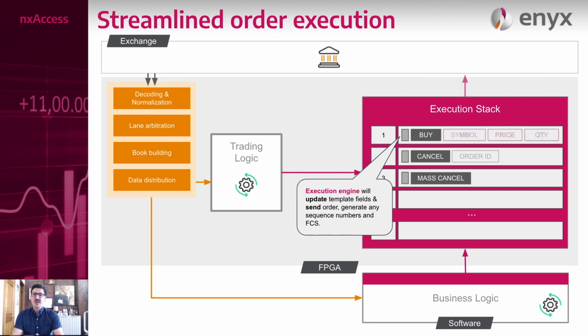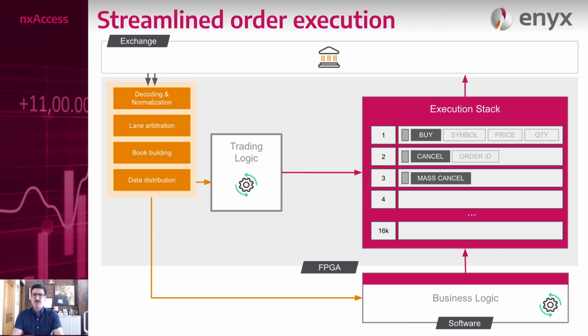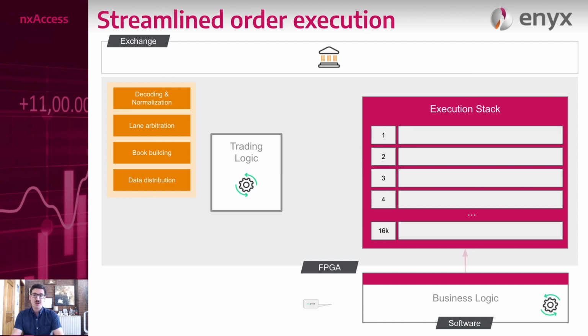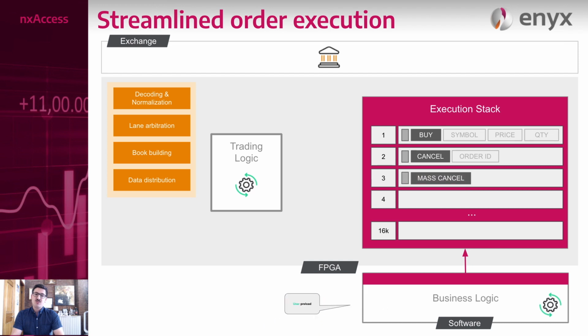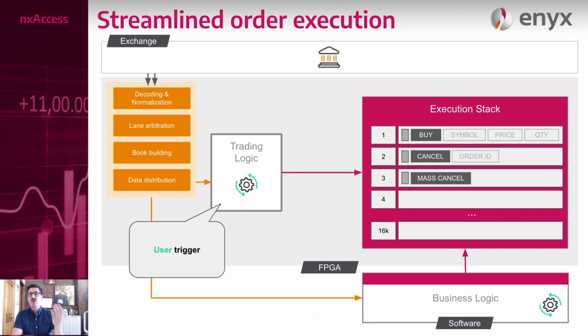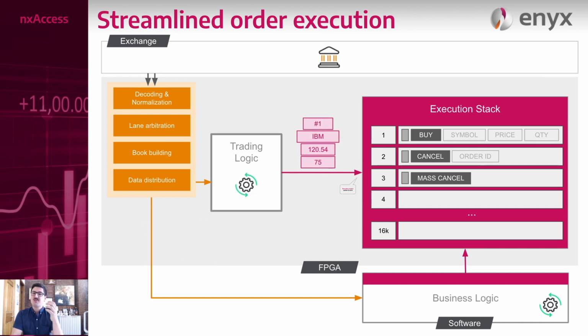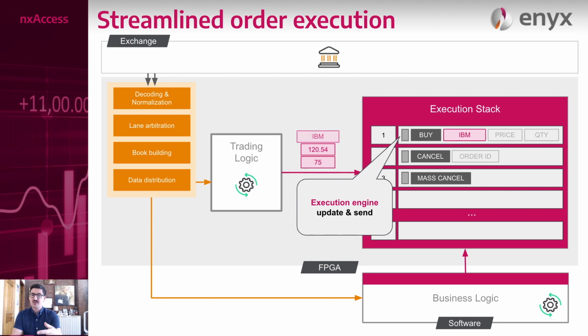So to summarize, every trade with nxAccess is going to happen in 4 main steps. The first one is going to be to upload orders or template of orders within the FPGA. Again, up to 16,000 orders or template of orders. Then it's going to see a trigger. That trigger can come from the hardware logic or from the software logic. Then the execution stack is going to be in charge of updating that order and sending it to the exchange.